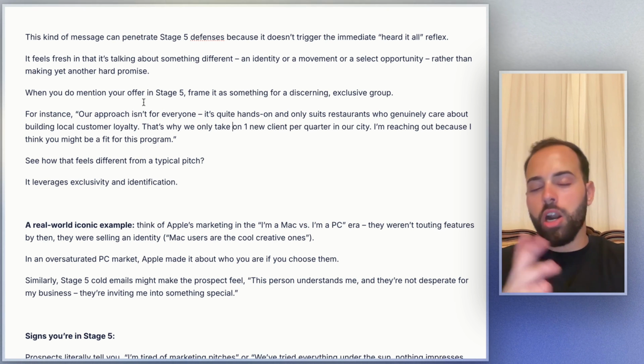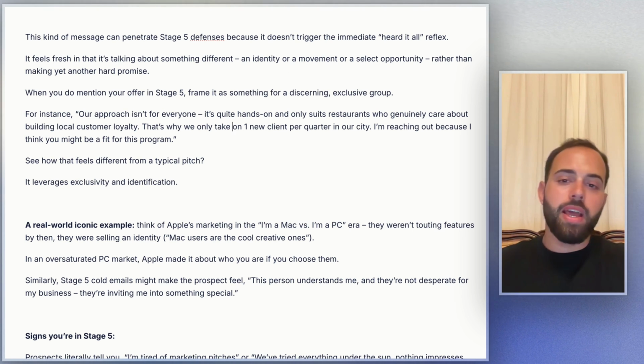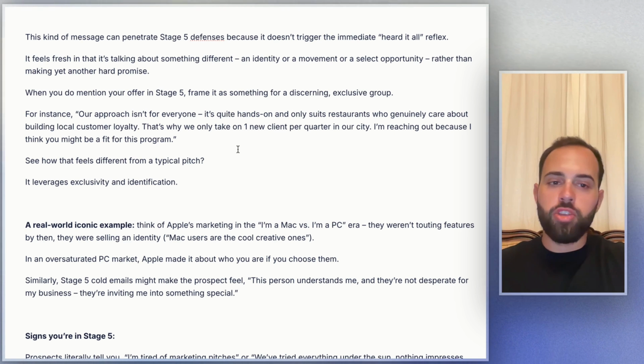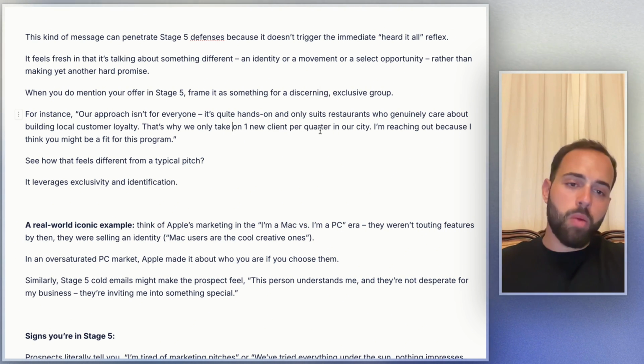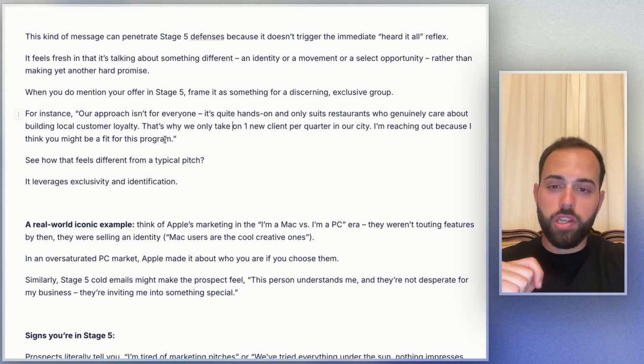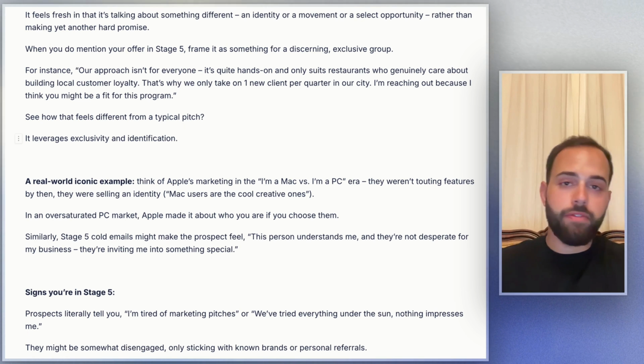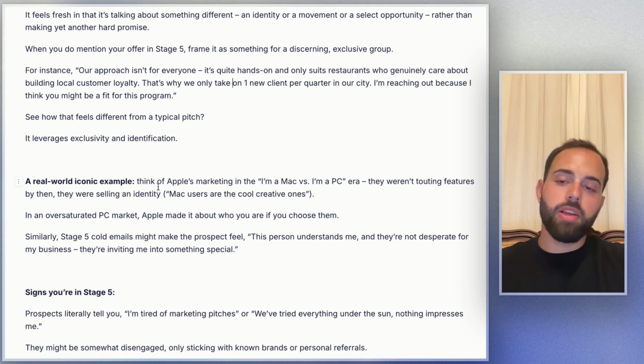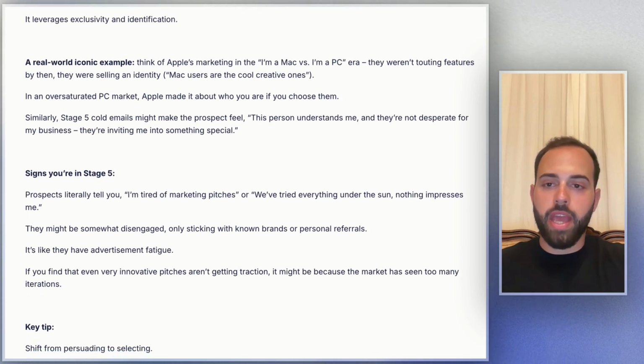For instance, our approach, our strategy, our mechanism is not for everyone. It's quite hands on and only suits restaurants who genuinely care about building local customer loyalty. That's why we only take on one new client per quarter in our city. I'm reaching out because I think you might be a fit for this program. So, this feels extremely different to all those typical "we can get you an extra 30% in revenue in the next 90 days or you don't pay" because now you're leveraging exclusivity and identification.